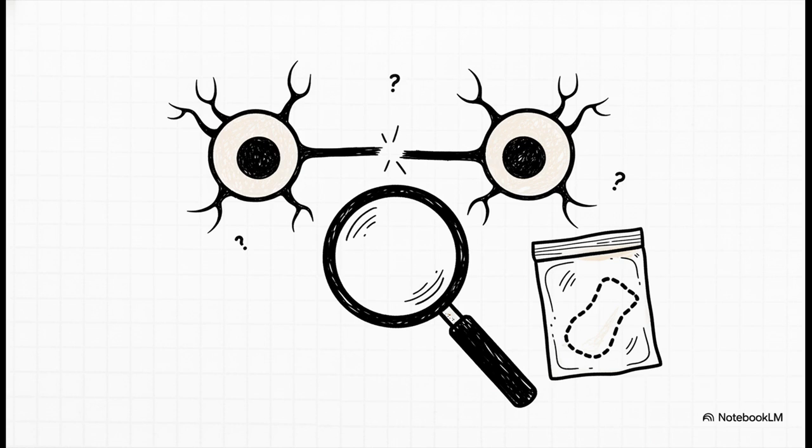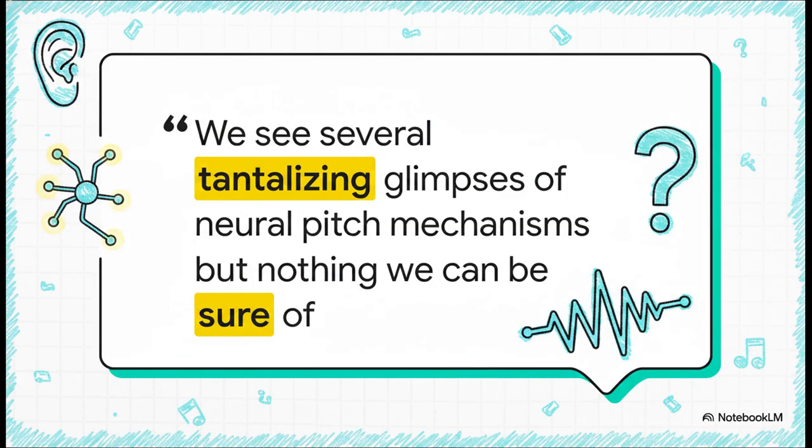Frustratingly, we're dealing with a missing weapons scenario here. There's almost zero conclusive physical evidence for the biological neural delay lines that are required to make autocorrelation actually work. For that theory to be strictly true, we need physical pathways in the brain that delay signals perfectly. And so far, the anatomical evidence is just incredibly scarce. The source material actually sums this up perfectly, stating, "We see several tantalizing glimpses of neural pitch mechanisms, but nothing we can be sure of at present.